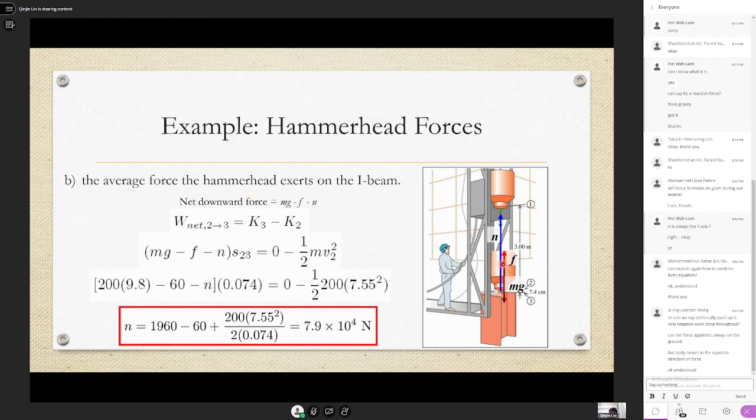Right, we draw the free body diagram. We are drawing the free body diagram for the hammer. So this n must be an external force that is applying force on the body that we are drawing, right? So it's the force the I-beam exerts onto the hammerhead. But because of Newton's third law, the hammerhead exerts onto the I-beam the same amount of force. That's why this force will drive it in.